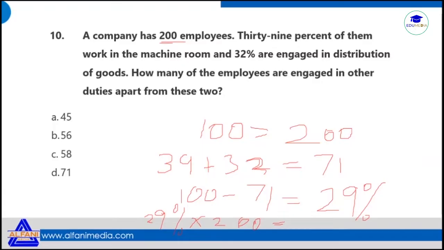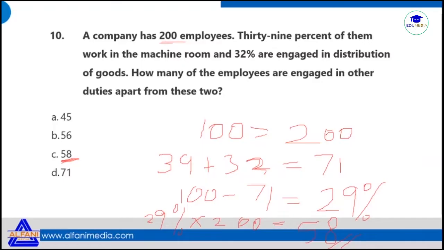29% times the actual number of employees will give us 58. So that will be 58 employees. This number here, 58, is the answer.